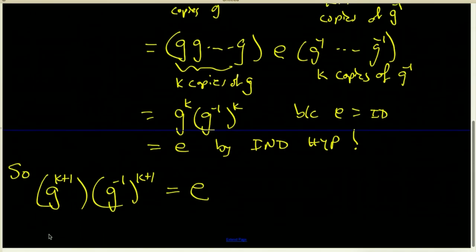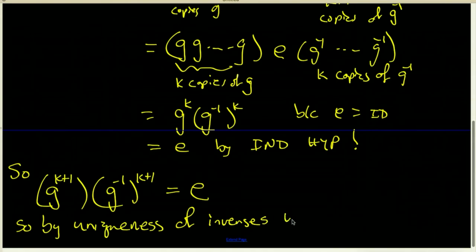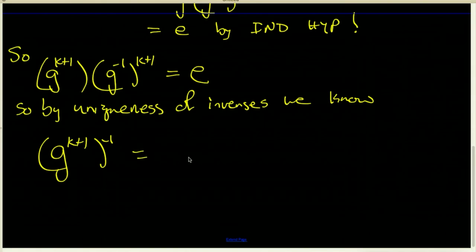And so, by the uniqueness of inverses, we now know that g to the k plus 1's inverse must be g inverse to the k plus 1. And that ends the proof of our lemma.